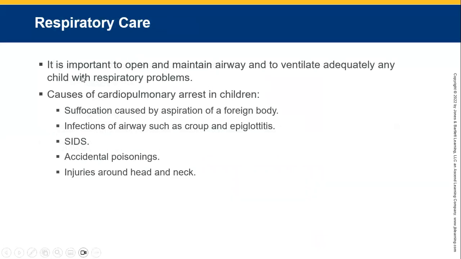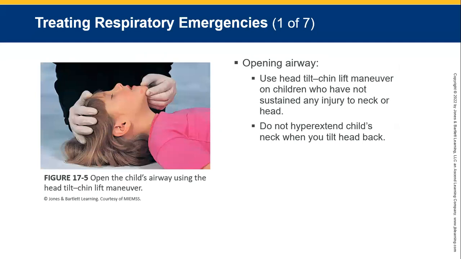It is important to open and maintain an airway and to ventilate adequately in any child with respiratory problems. Some of the common causes of cardiopulmonary arrest in children are suffocation or aspiration of foreign bodies, choking on something, infections of the airway such as croup and epiglottitis, SIDS, sudden infant death syndrome, accidental poisonings, injuries to the head and neck. All right, and asthma as well is one we can add in there.